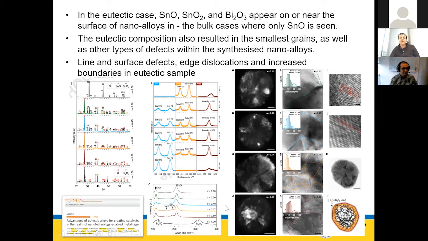But then we sonicate them. Not only do we get tin oxide, we get also tin dioxide and bismuth oxide on the surface. The more of this material we have, the better for catalysis generally, because it's more chaotic. Not always, but it's a rule of thumb. When we sonicate everything in eutectic form, we get smaller grains as well as lots of defects. We have lots of line and surface defects, edge dislocations and increased boundaries.